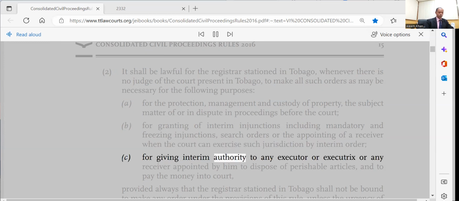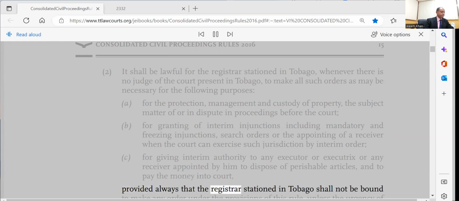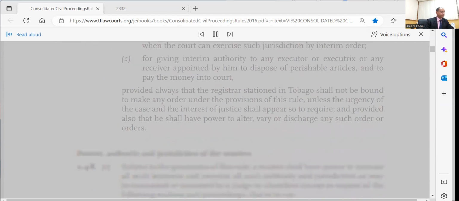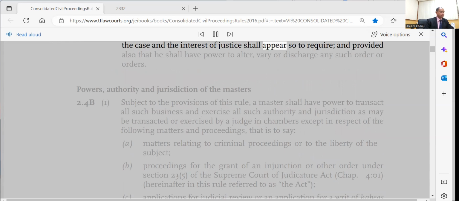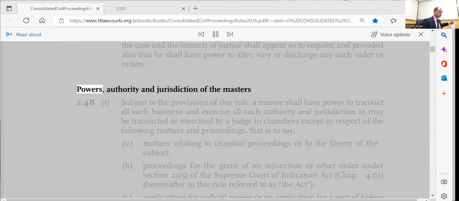C. For giving interim authority to any executor or executrix or any receiver appointed by him to dispose of perishable articles, and to pay the money into court. Provided always that the registrar stationed in Tobago shall not be bound to make any order under the provisions of this rule, unless the urgency of the case and the interest of justice shall appear so to require, and provided also that he shall have power to alter, vary, or discharge any such order or orders. Powers, authority, and jurisdiction of the masters.